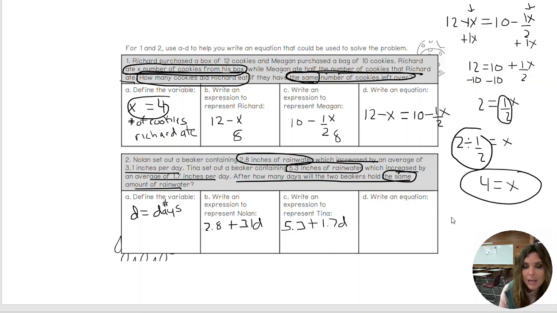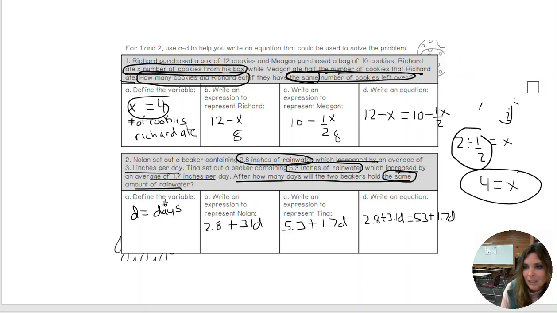And we want to know after how many days will the two beakers hold the same amount of rainwater. So we want to know when the amount of water in Nolan's beaker is equal to the amount of water in Tina's beaker. We go ahead and just set those two equal.